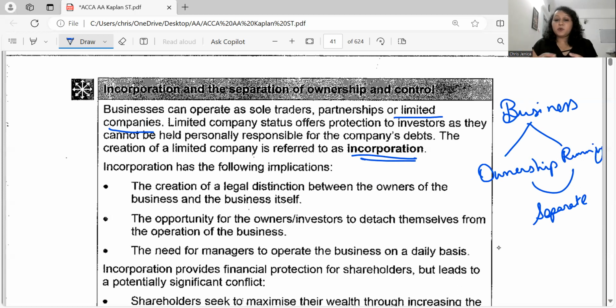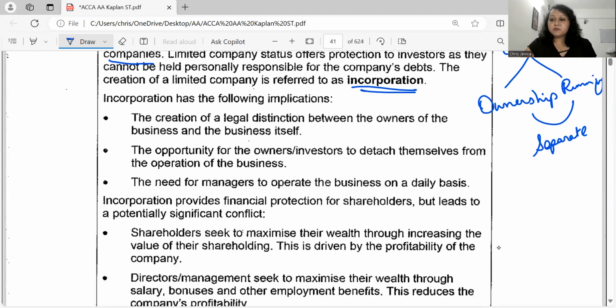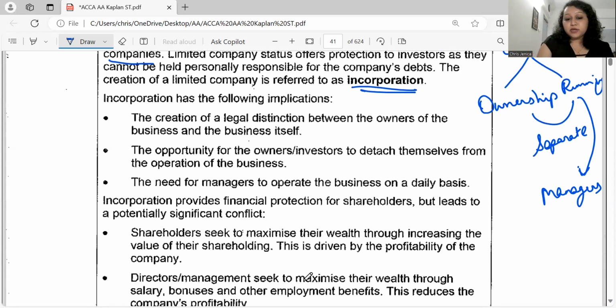So this is going to provide a distinction between the owners and the business itself. The owner is separate from the business. When the owner is separate from the business, who runs the business? The managers will be running the business. Managers and directors are being appointed to run the business. Fine. Now, when there is a problem with this, there arises a conflict of interest.